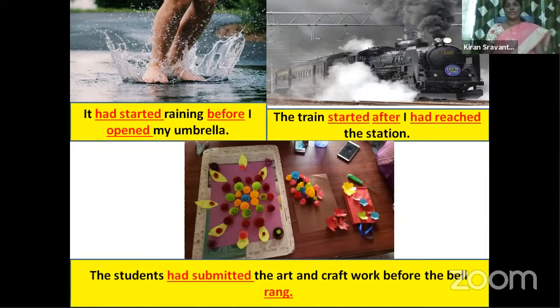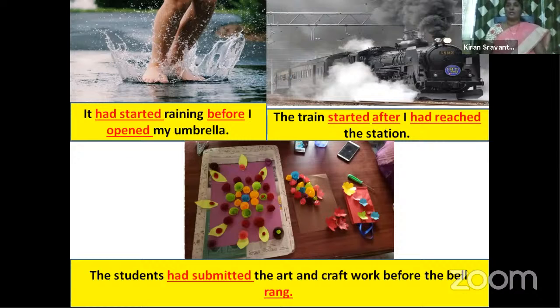I had reached the station. Let us split the sentence for our understanding into two. The train started. I had reached the station. But which was the first completed action? The train started after I had reached the station. That means I reached the station first.